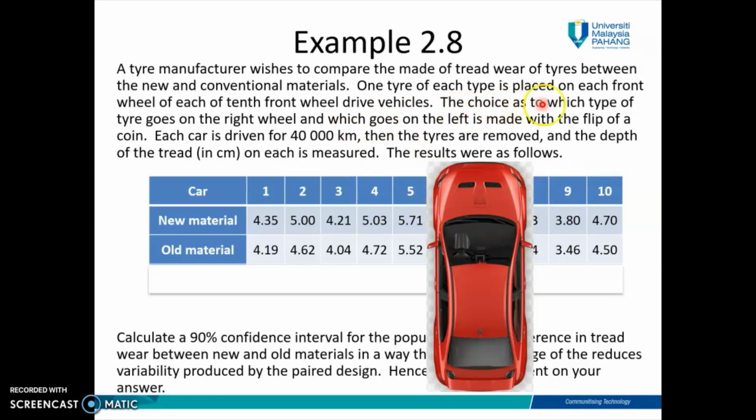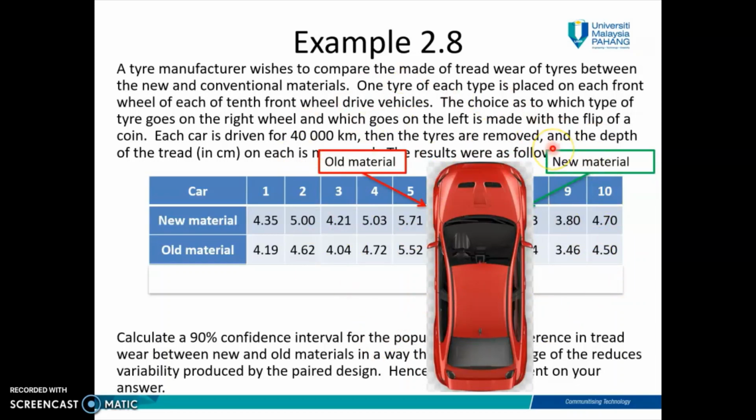So the choice as to which type of tire goes on the right wheel and which goes on the left wheel is made with a flip of a coin. Let's just say that this is how they do it, okay? They put the old material tire on the left-hand side of the front wheel, and they put a new material tire on the right hand side of the front wheel. Okay, so let's imagine this is how they conduct the experiment. Imagine that there are 10 such cars.